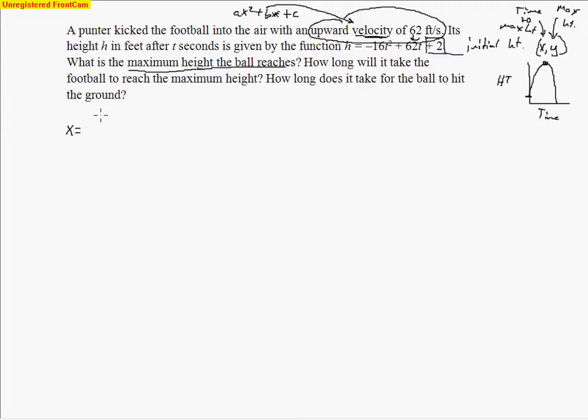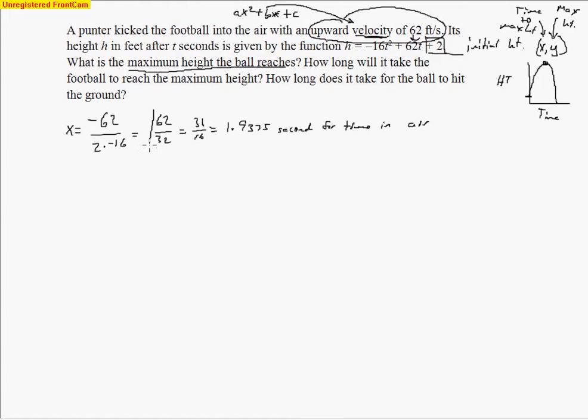So we've got negative b over 2a. So it's going to be negative 62 over 2 times negative 16. So we go ahead and do that work. We end up with 62 over 32, which reduces down to 31 over 16. So if I want to change that to a decimal, it's going to be exactly 1.9375 seconds, and that's time in air.